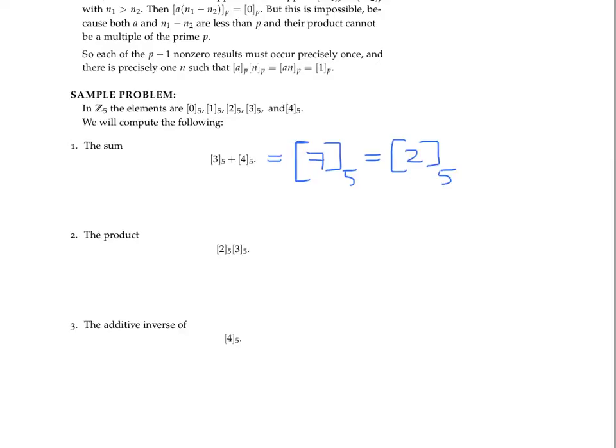Let's take a look at number 2, the product of 2 in Z5 and 3 in Z5. Well, following our rules before, all we have to do is just take the product of 2 times 3. That gives us 6 in Z5, but there is no 6 in Z5. In fact, 6 is one of the members of [1], right? Because when 6 is divided by 5, we have a remainder of 1.